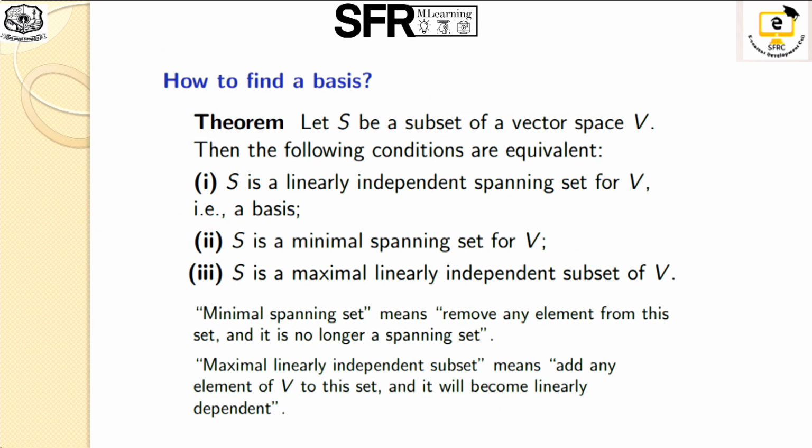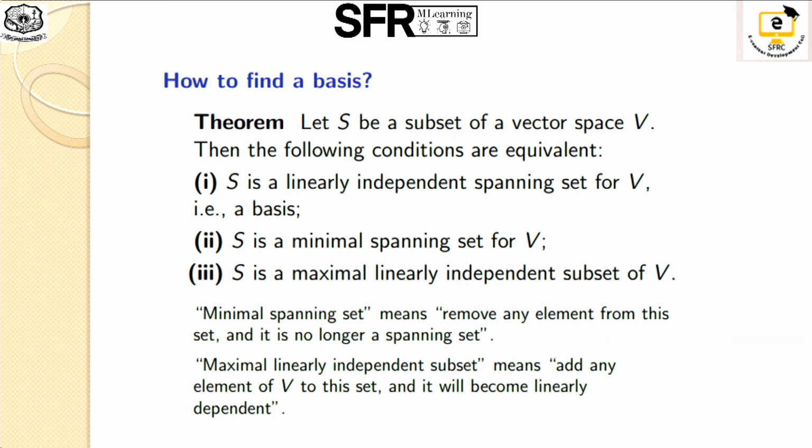Next we consider the theorem to find the basis. Let S be a subset of a vector space, then the following conditions are equivalent. The first condition is S is a linearly independent spanning set of V, then it is a basis. And second is S is a minimal spanning set of V, and third is S is a maximal linearly independent set of V.